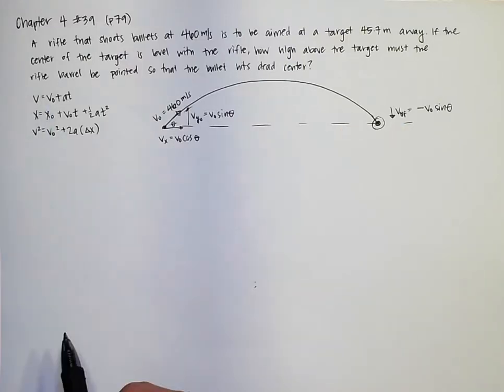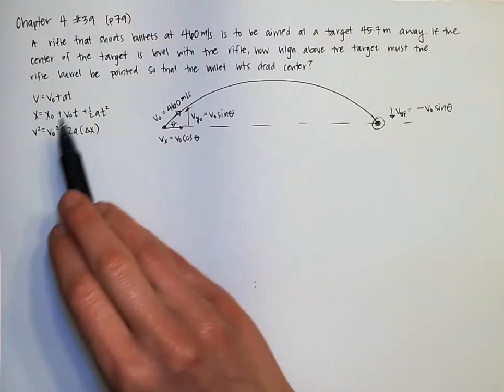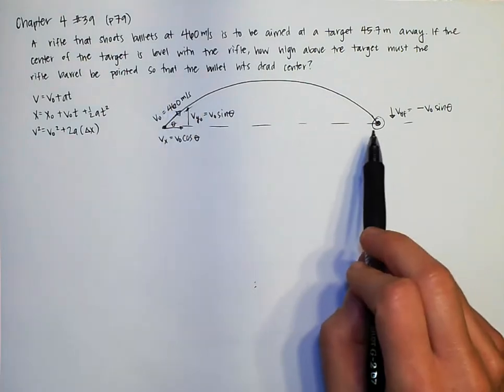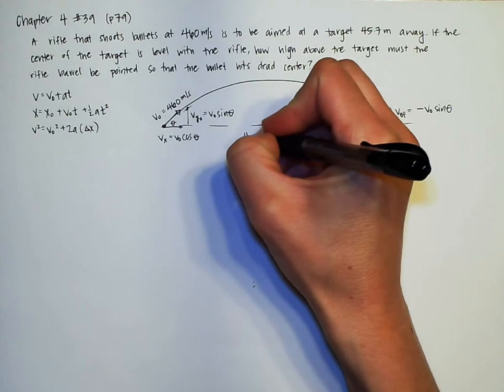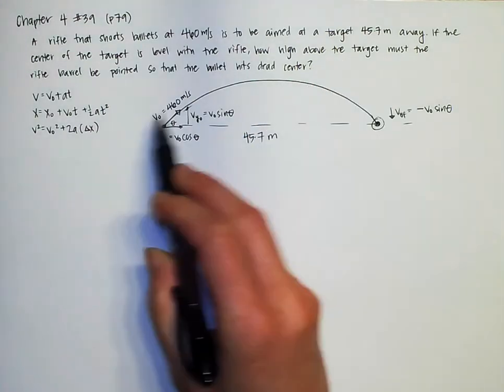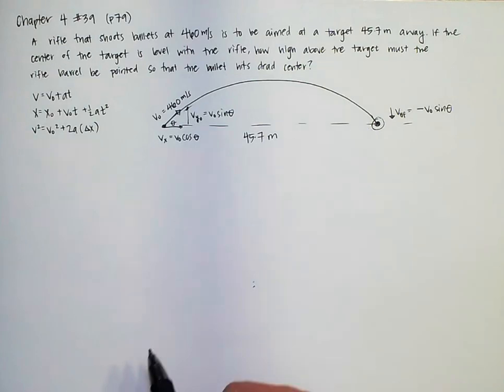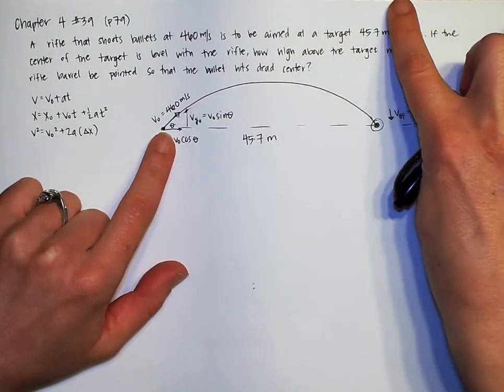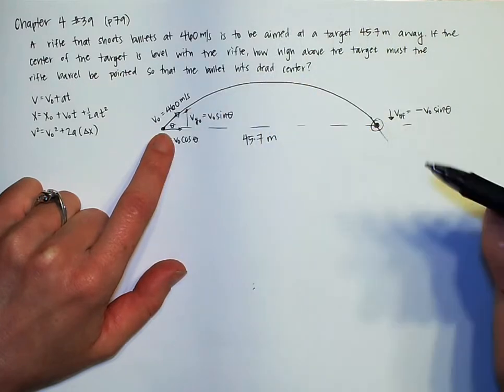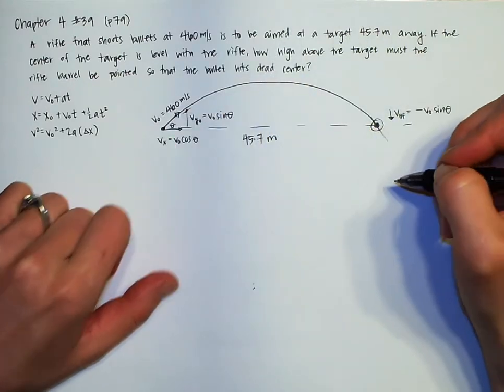Today we're going to be going through chapter 4, number 39. And this one has a rifle. It shoots a bullet at 460 meters per second. It's aimed at a target 45.7 meters away. If the center of the target is level with the rifle, as we've drawn, how high above the target must the rifle barrel be pointed so that the bullet hits dead center once it has the effect of gravity and it comes back down?